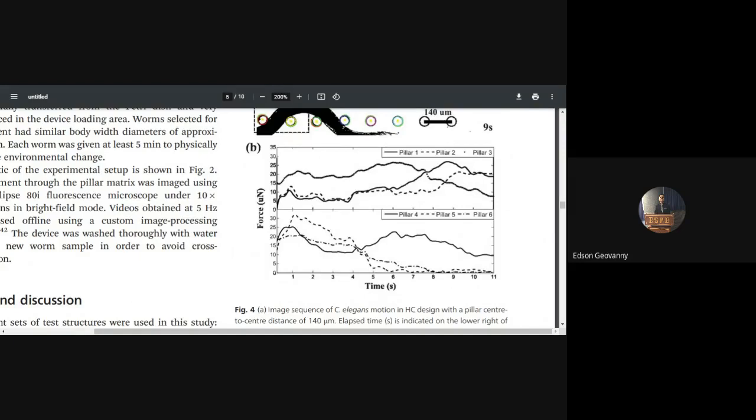And conclusions in this article: the locomotion force was demonstrated in C. elegans using PDMS pillars, and this means that the microstructured environment significantly affects the force of contraction of the worms. Thanks.